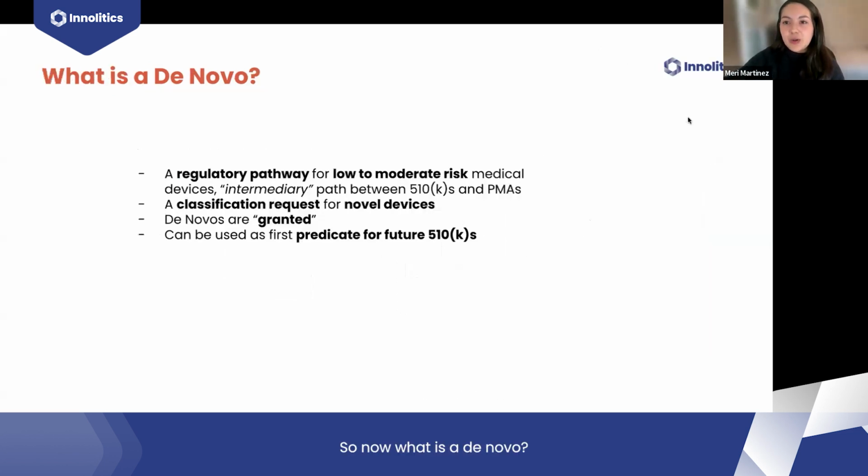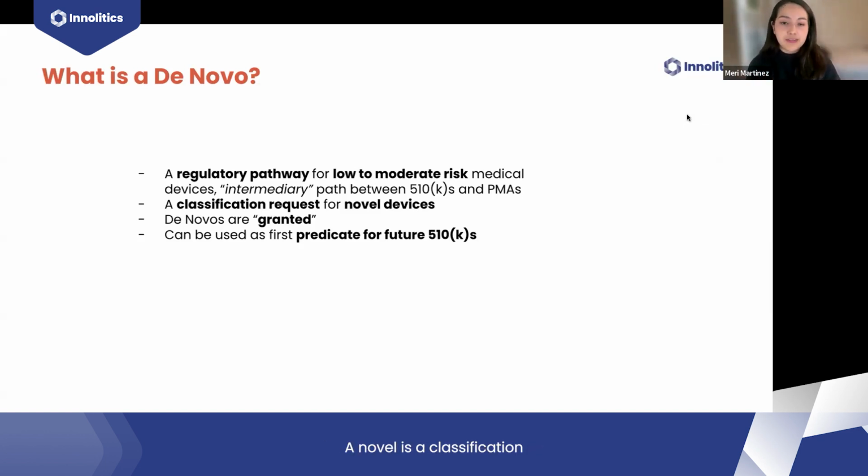Okay, so now what is a de novo? A de novo is a regulatory pathway for low to moderate risk medical devices. High risk devices would go through PMA. One could say that it's an intermediary path between 510(k)s and PMAs. But really, if there's not a substantial equivalent predicate and it's not a high risk device, then you would go for a de novo.